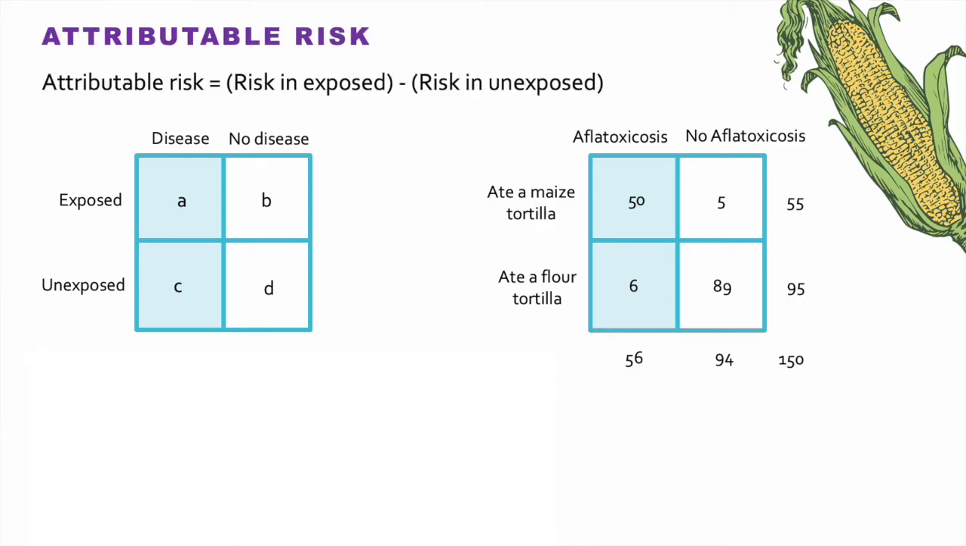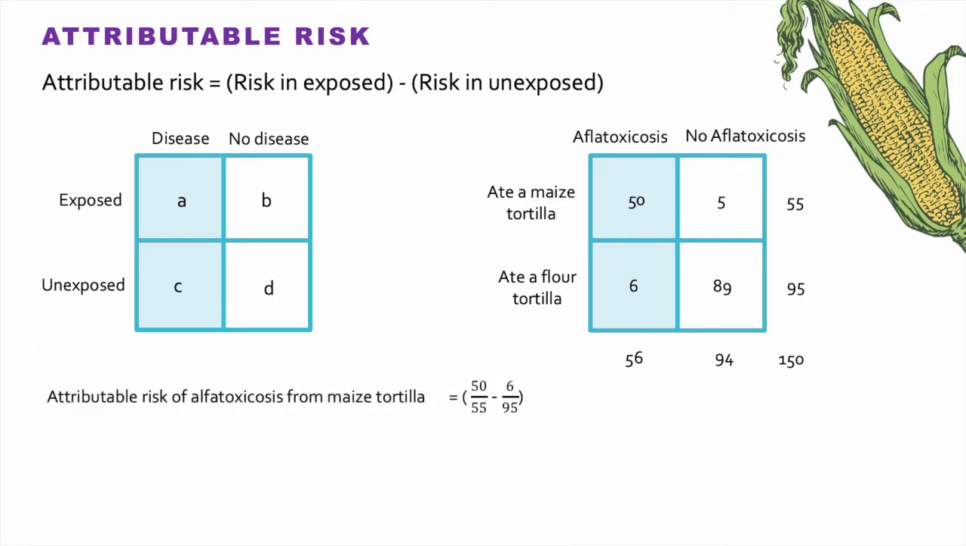Attributable risk is also known as risk difference. It's the risk in exposed minus the risk in the unexposed group. It's an estimate of the probability of disease in someone with the exposure minus the probability of disease in someone without the exposure. And it's usually expressed as a percentage.